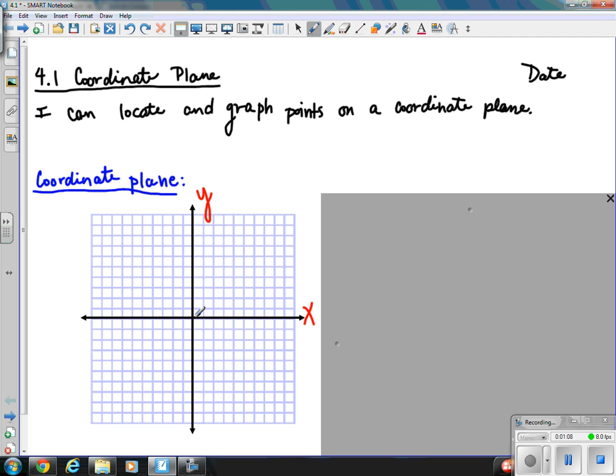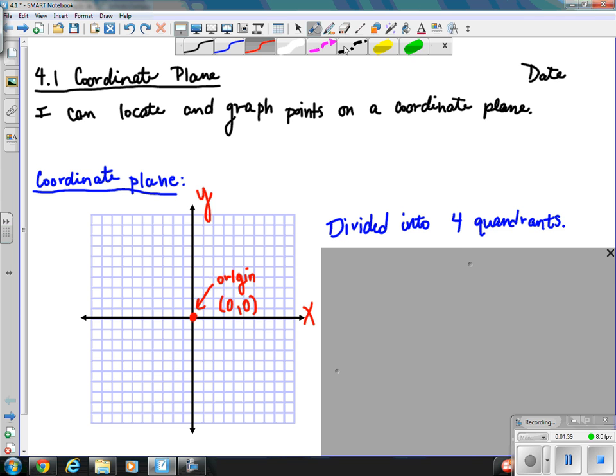Now where the two axes meet, right here in the main center of our coordinate plane, that's what we call the origin. Because it's in the main center, it's labeled as the point (0, 0). So we have our x-axis running left and right, our y-axis running up and down, our origin in the center. Now our coordinate plane is divided into 4 quadrants.